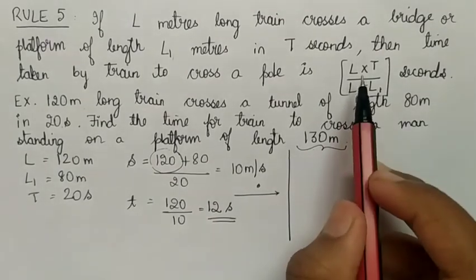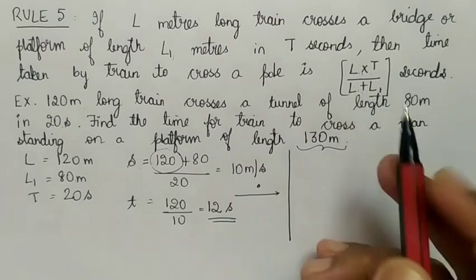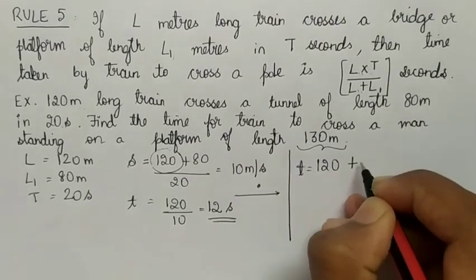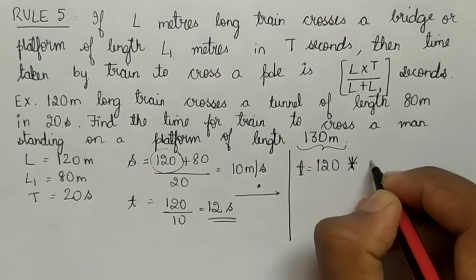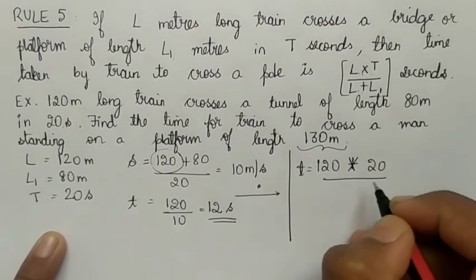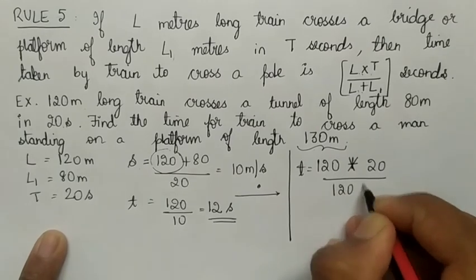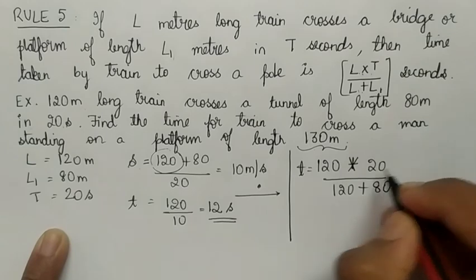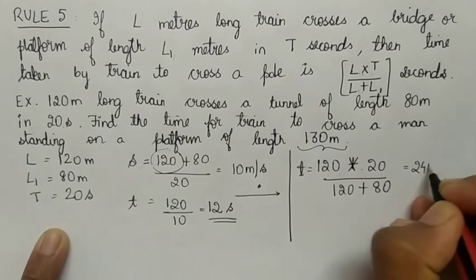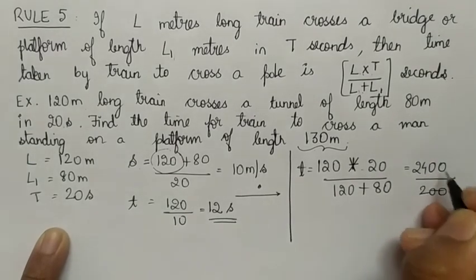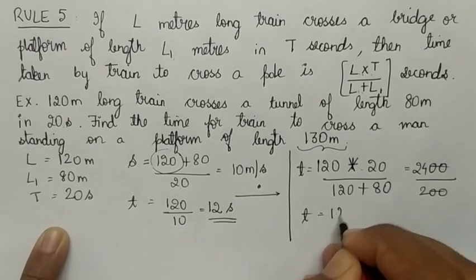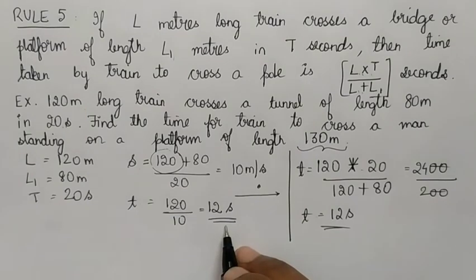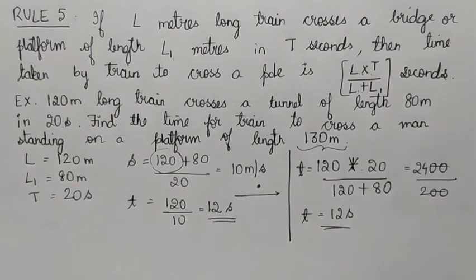And if we go for applying the formula here, L gives me 120, time is 20 seconds, so 120 into 20 by the length of the train, 120, plus the length of the tunnel, 80. 12 twos are 24, 00 by 200. Even this gives me 12 seconds. We have the answers in front of us. Both are the same.